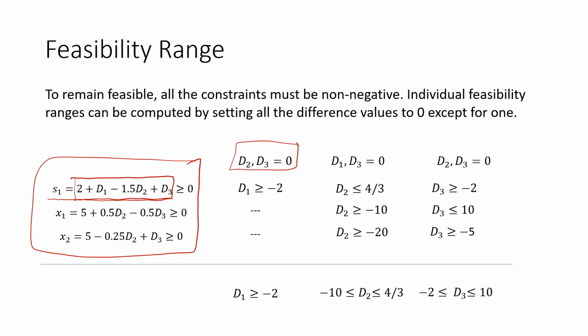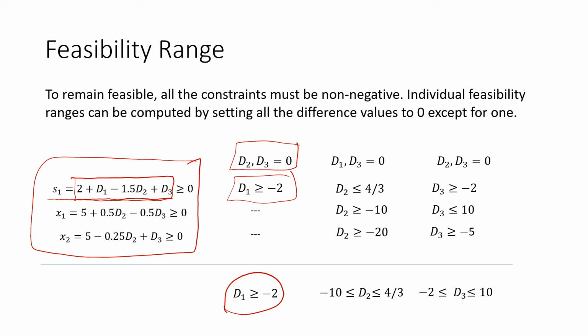What do these equations tell us? Well, D1 is only in the first equation. The first equation tells us that if D1 is greater than or equal to -2, I'm okay. So that is my feasibility region. The difference can go down as far as 2, but it can go up forever. And it's not going to change my point of optimality.